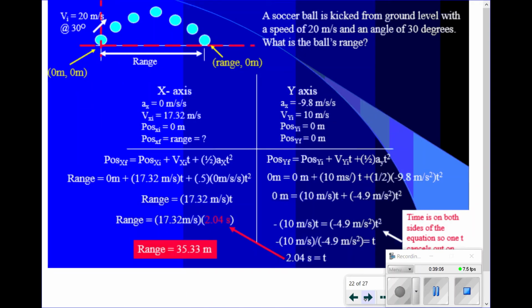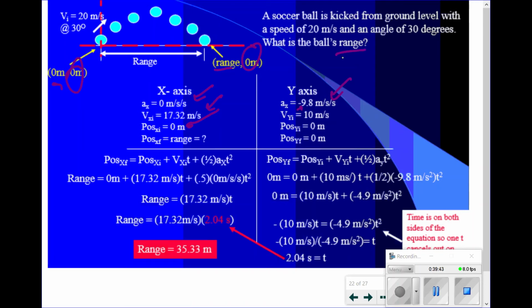I will now go ahead and use my t-chart. The acceleration for the x is still 0. Vi was 17.32. My initial x position was 0. And my final is range. I don't know what it is. For my y-axis, I have the acceleration of falling, which is negative 9.8 meters per second squared. My initial y velocity is positive 10 meters per second. My starting height and ending height are both 0.